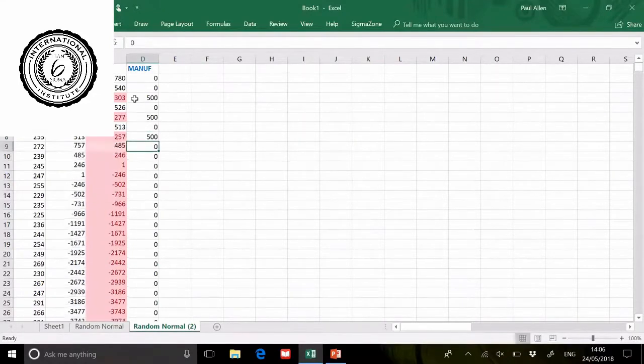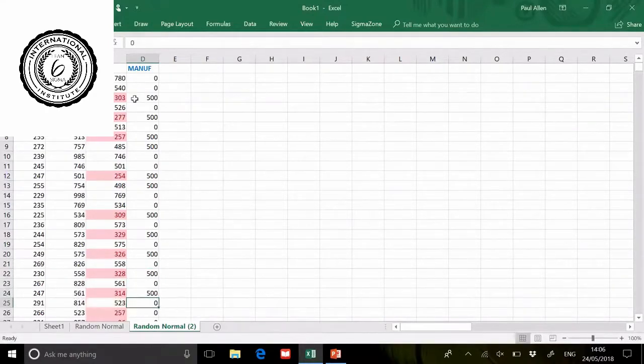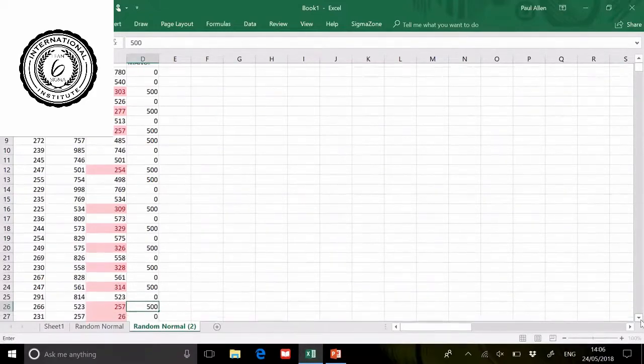Here's the planner. I make 500. Now I'm at 485. I need to make 500 again. Okay, now there's a bit of a gap. I make 500. 498. I make 500. I make 500. Let's keep doing this. Just keep putting the demand in. Every time I go below 500, I make 500 because that's the gap I have in the warehouse.